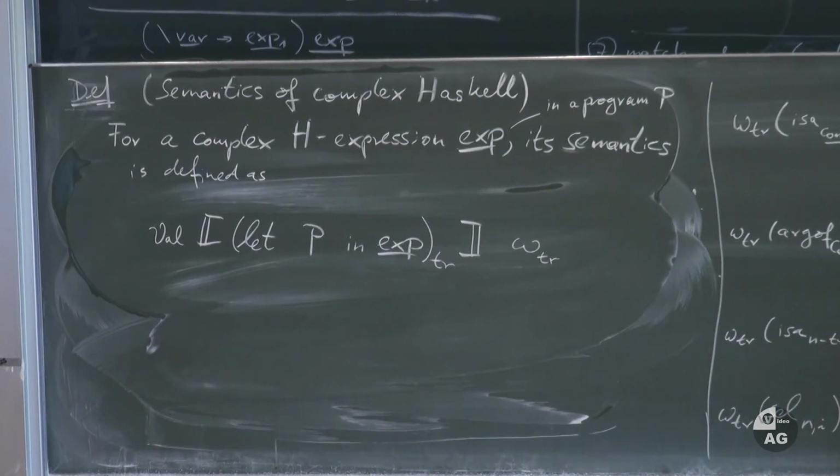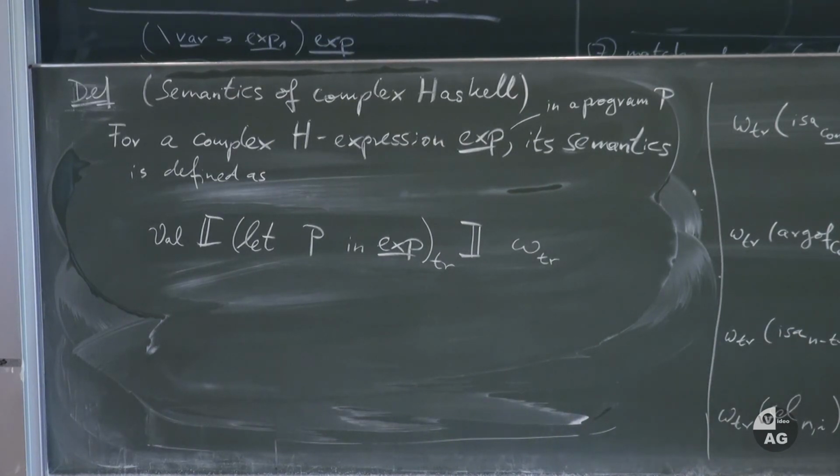type checking Haskell. And so in the remainder of the lecture, we only have to look at simple Haskell, and we know that everything we do for simple Haskell can also be used for complex Haskell because it can be compiled to simple Haskell.